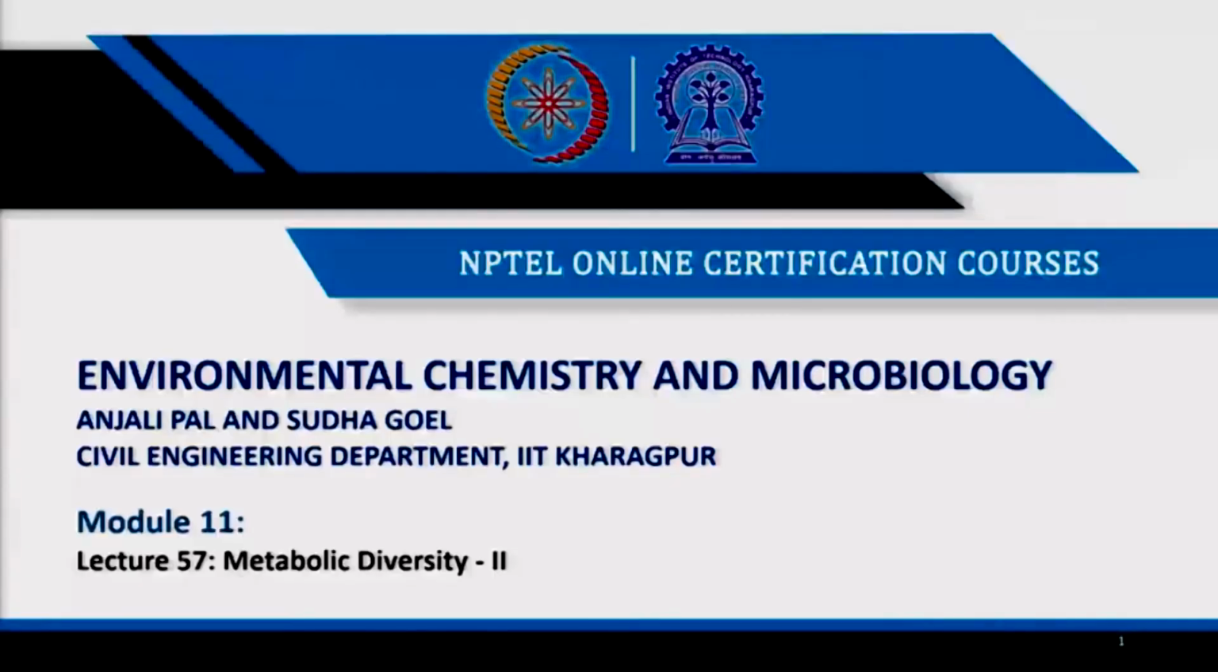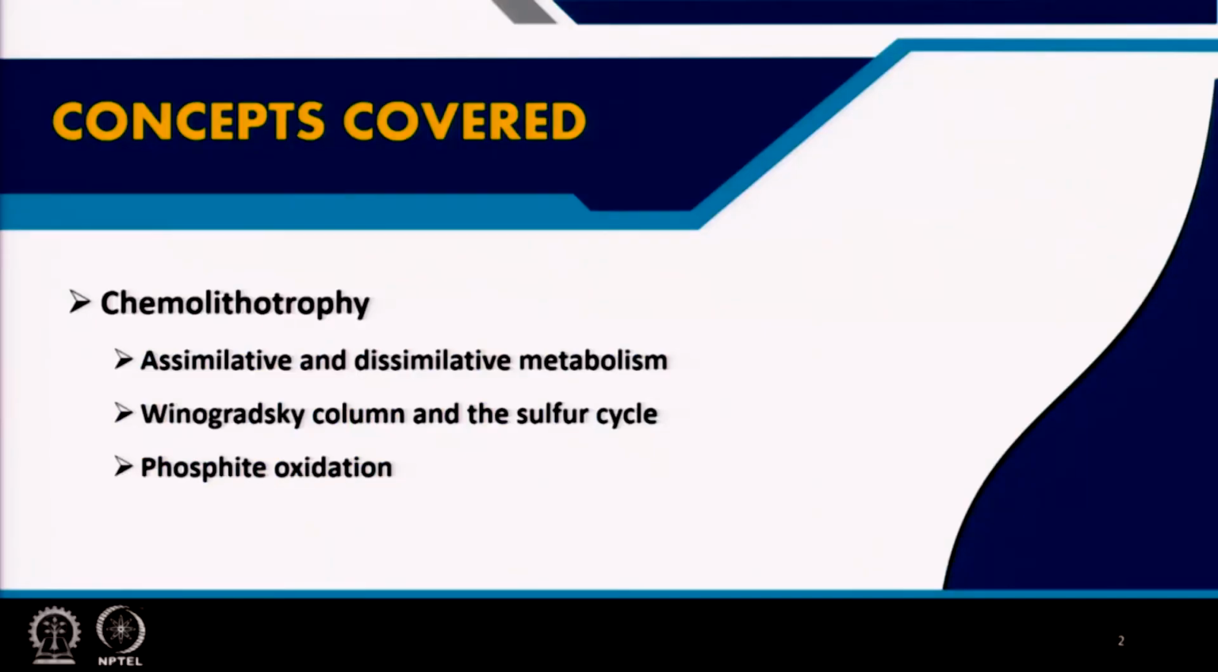Welcome everyone to lecture number 57 of module 11. This is the second part of metabolic diversity. In this particular lecture, we're going to look at chemolithotrophy after having seen phototrophy. Chemolithotrophy is a very large part of the metabolic diversity that we're going to be looking at.